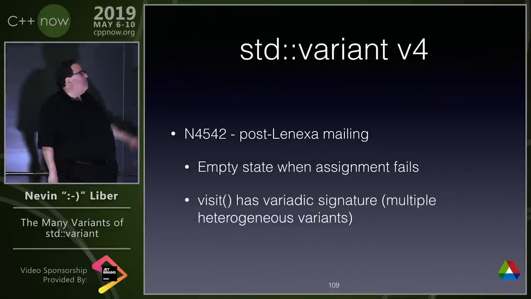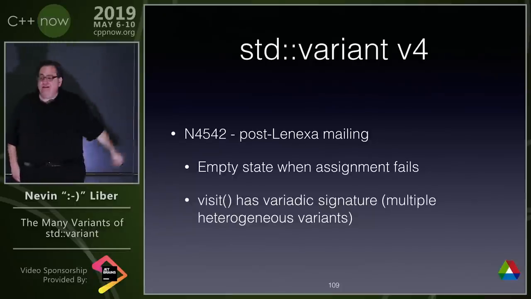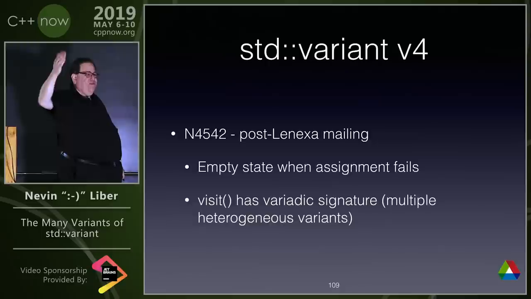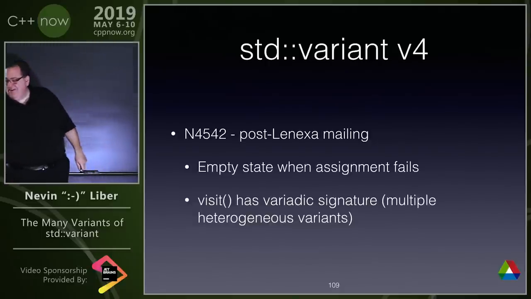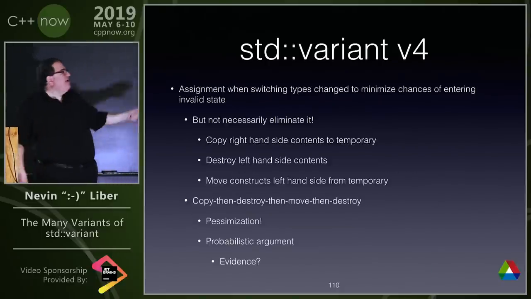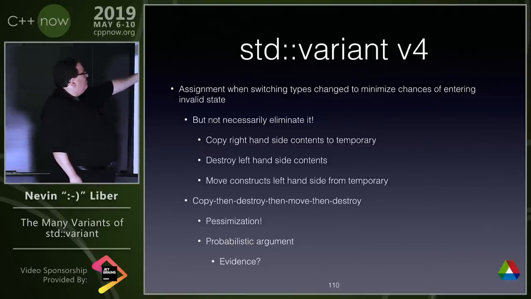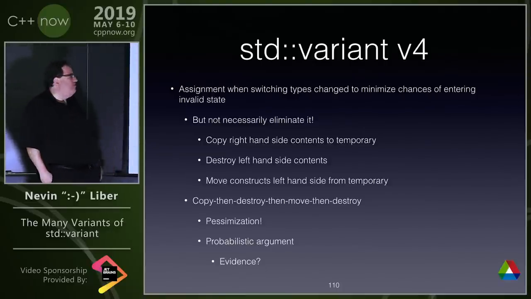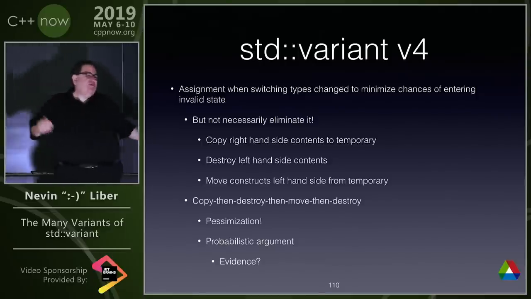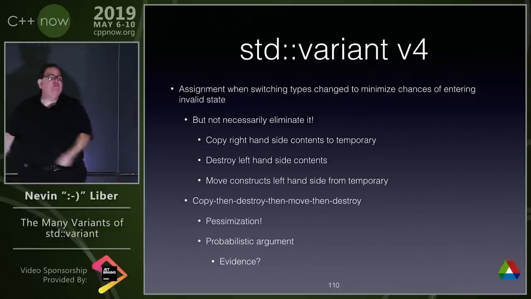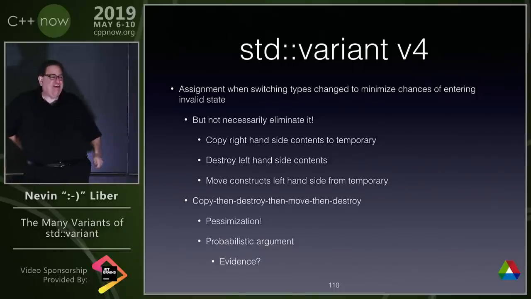So there's a new paper in the post-next mailing. Basically, the empty state when assignment fails, and visit has a variadic signature, so you can visit multiple variants. Version 4, Axel added this: okay, if I know I have a no-throw move constructor, and I'm doing things like emplace, I can construct over here. If that succeeds, I just move construct it into place, and if that fails, I haven't destroyed my old object yet. So it actually works well.